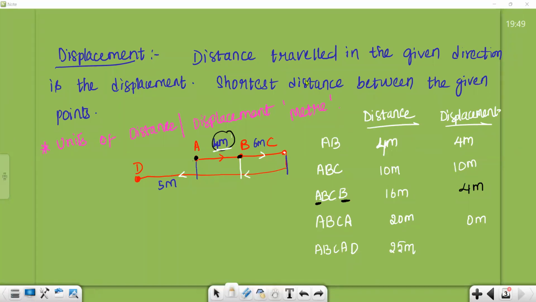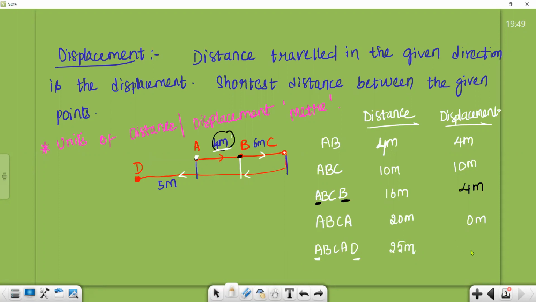Yes, correct. Now tell me the displacement. Whoever tells the displacement, I'll give applause to them. 25 meters, ma'am. 20. 15 meters. Displacement means you have to check the initial and final position. Initially it is at A, and it has to go to D.